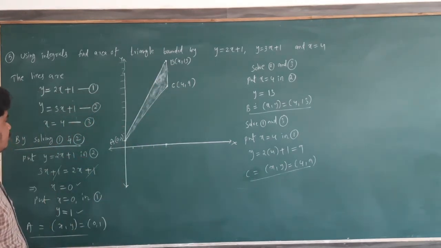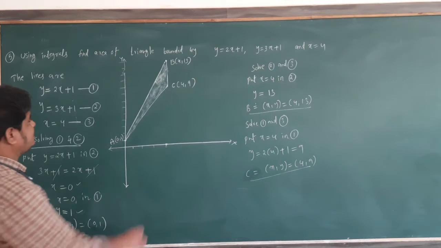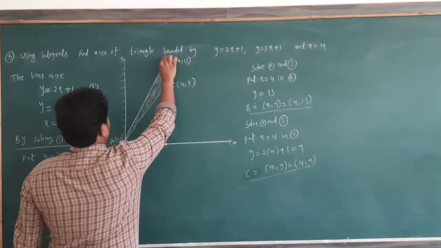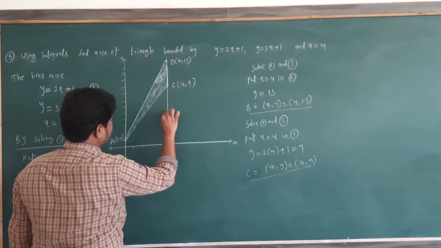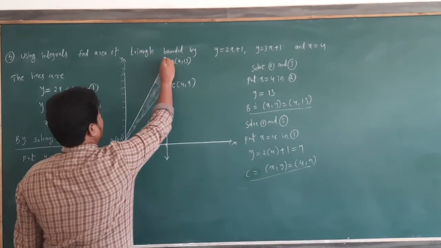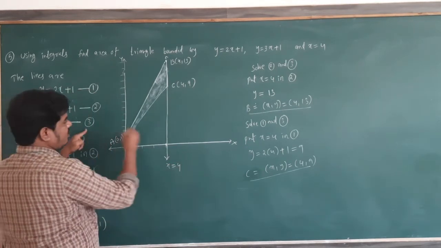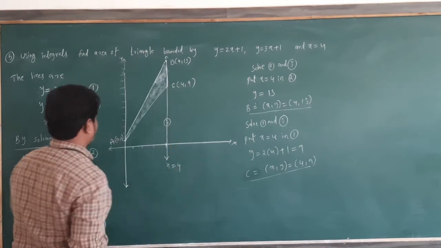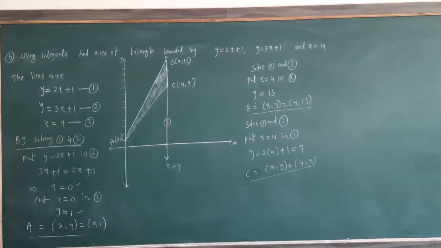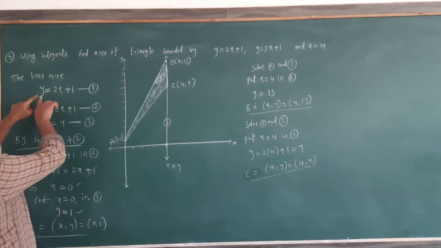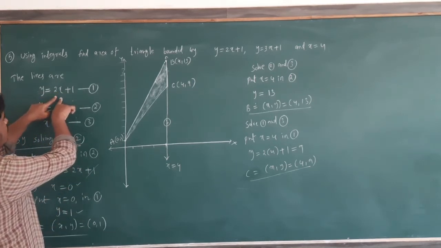Now the line AB, actually here the point of intersection of it is the line. The equation of this line is x = 4. It is the third equation. Next, the equation of 1 is y = 2x + 1. This line passes through the point what?